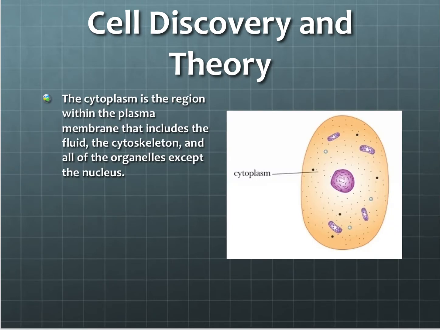The cytoplasm is the region between the plasma membrane and the nuclear membrane. The nucleus itself does not lie within the cytoplasm, and I want you to remember that because sometimes I will ask you to give me a few organelles that lie in the cytoplasm, and sometimes kids give me nucleus. Well, the nucleus is not in the cytoplasm. The cytoplasm is between the plasma membrane and the nuclear membrane. So it is going to include the cytoskeleton and a lot of organelles except the nucleus.